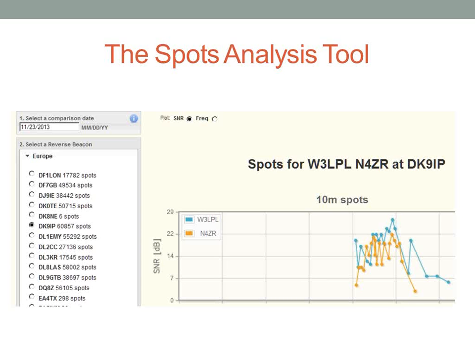But it can get really interesting if you compare, for example, W3LPL and K3LR or KC1XX or NQ4I or one of the other big stations, and see which ones had strengths on which bands and in which areas. It's a very useful tool in that respect.